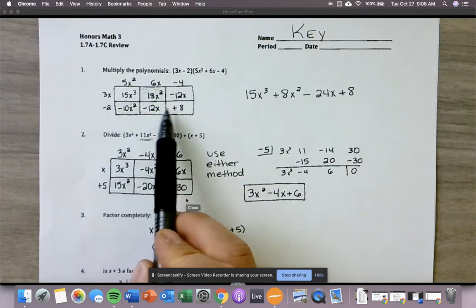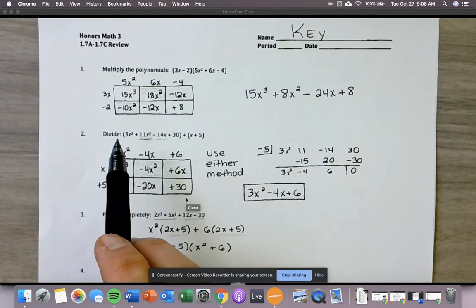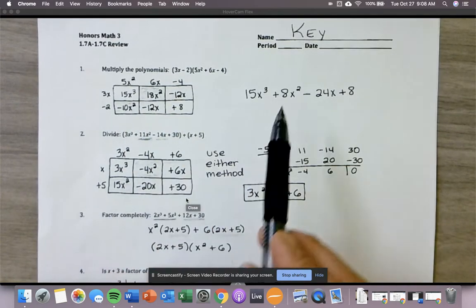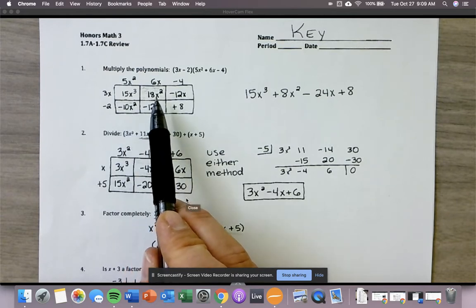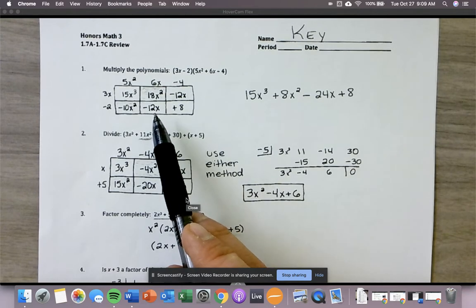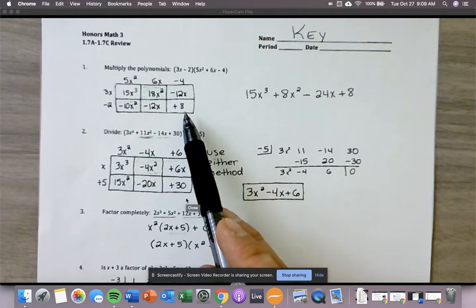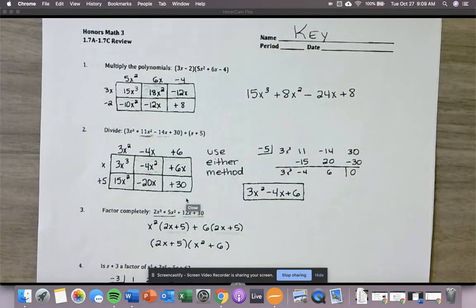When we have all of the terms in the boxes, all we have to do is add them all up, right? So we're going to combine the like terms. 15x cubed, there's no other like terms, so that just stays on its own. Then we have this negative 10x squared plus 18x squared, that just gives us 8x squared. Negative 12x plus negative 12x is negative 24x. And then positive 8 is all on its own there. So our final answer is 15x cubed plus 8x squared minus 24x plus 8.